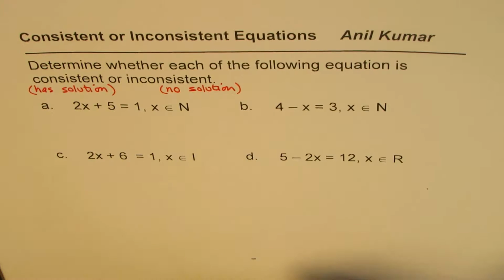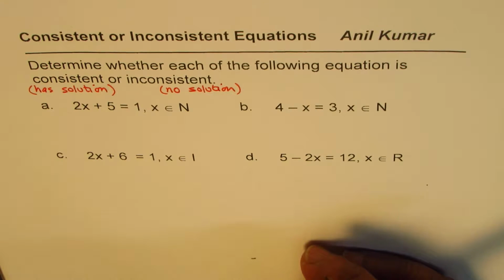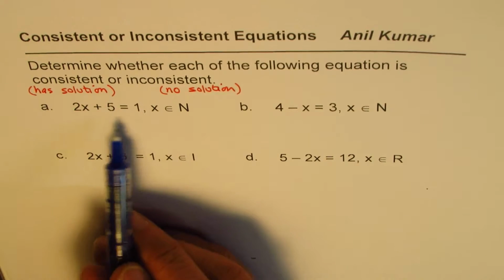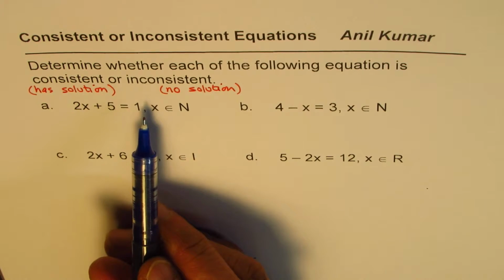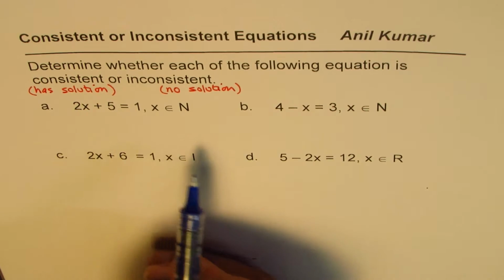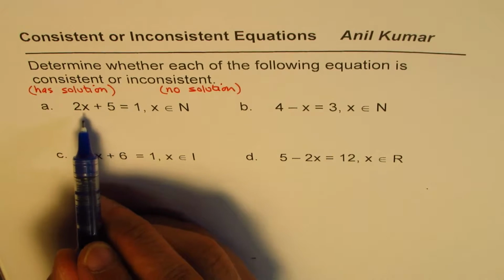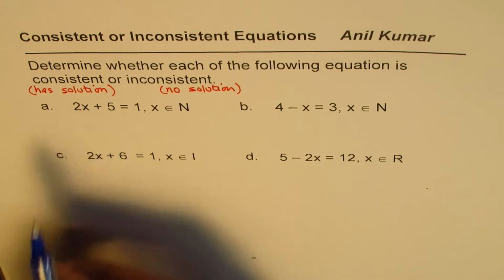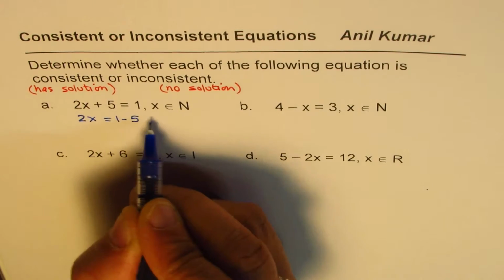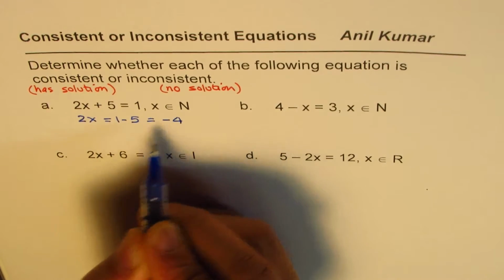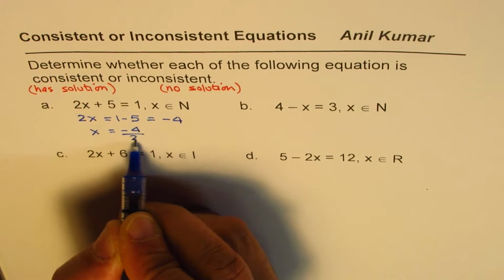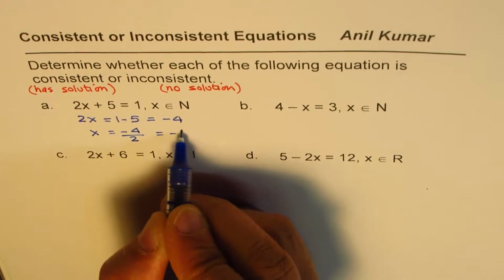Okay, so let's see how to classify them as consistent or inconsistent. Consistent means the equation has a solution, and inconsistent means it has no solution, right? So when I write 2x plus 5 equals 1, let's solve for x. So we can say 2x equals 1 minus 5, which we know is minus 4. To get x, I'll divide by 2. So we get minus 4 divided by 2, so x equals minus 2.